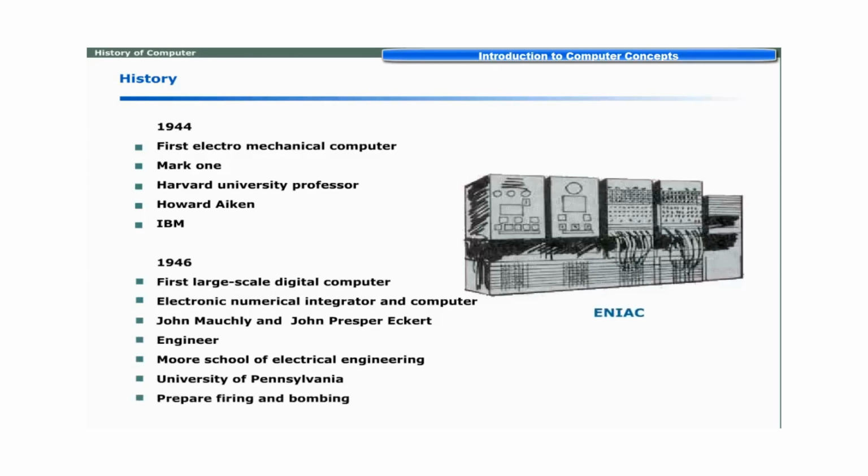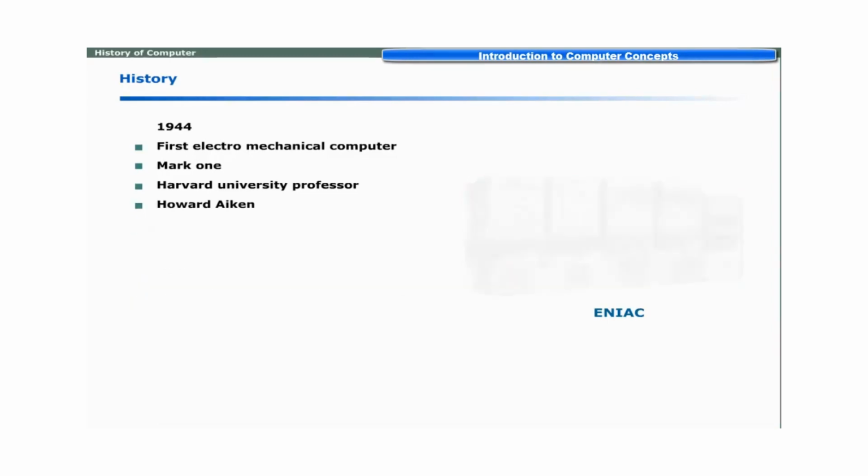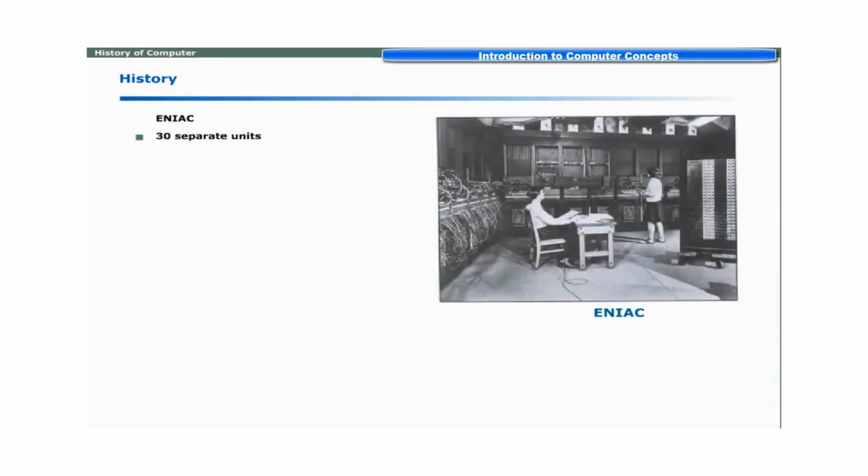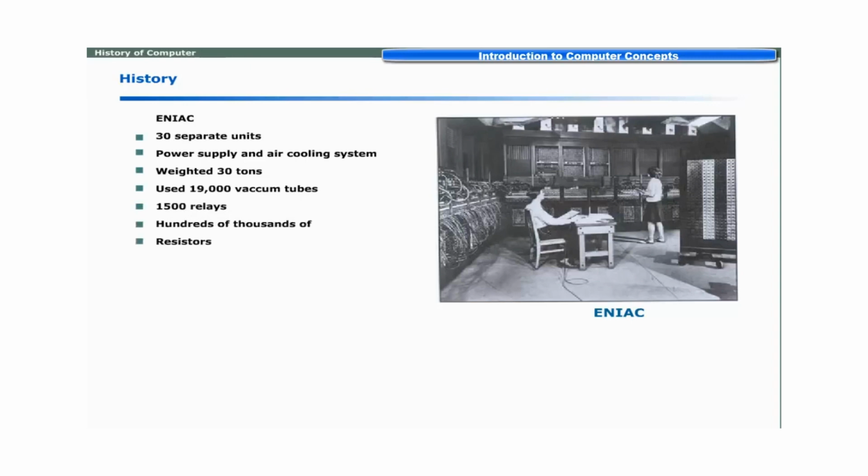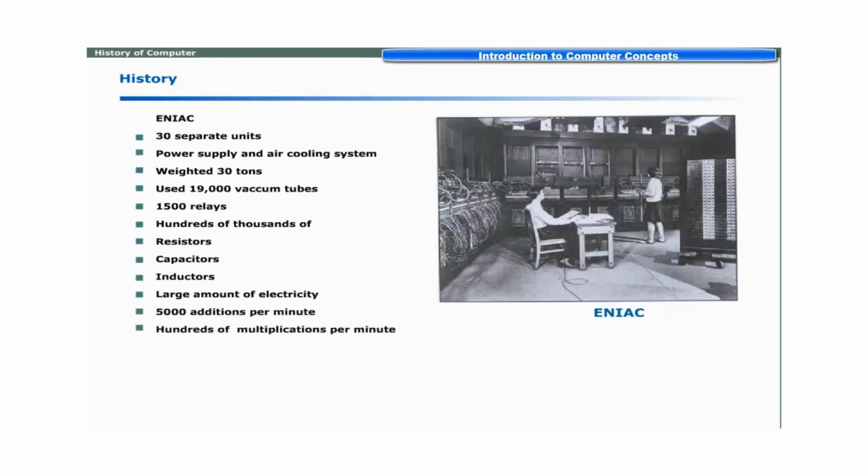ENIAC was used to prepare firing and bombing tables for the U.S. Army and Navy. It was also used in secret research that was aimed at building powerful and destructive bombs. ENIAC consisted of 30 separate units, power supply and air cooling system. It weighed 30 tons, used 19,000 vacuum tubes, 1,500 relays, and hundreds of thousands of resistors, capacitors, and inductors. It required a large amount of electricity. It could perform 5,000 additions per minute and hundreds of multiplications per minute.